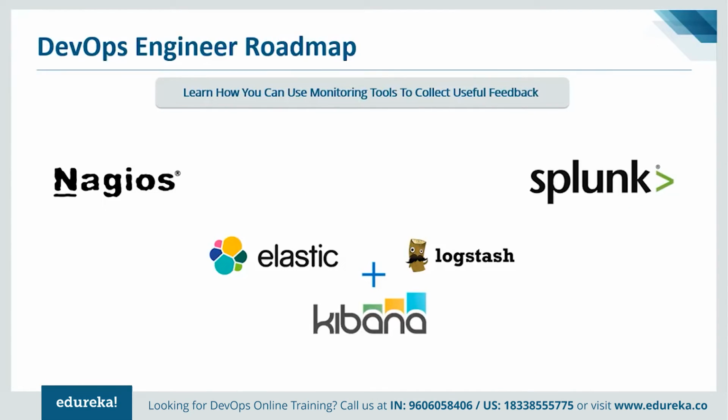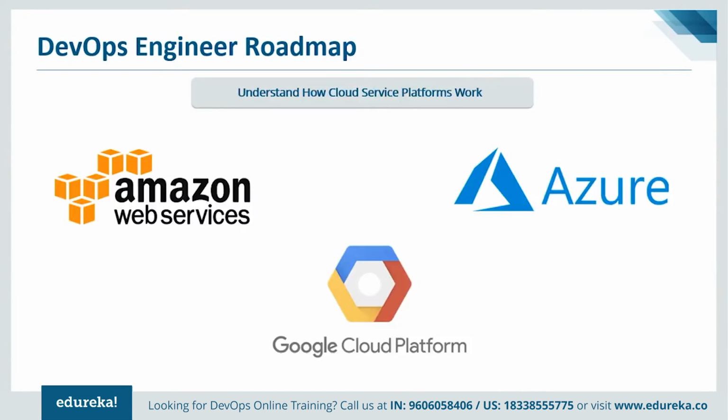Then monitoring, as I've told you, is a very important part of DevOps, right? So you should have good understanding of monitoring tools like Nagios or Splunk or Elasticsearch, Logstash, Kibana, which is called ELK as well. So you should have understanding of such tools, because small downtime can cause huge losses. We have seen that in the past. So this is something that every organization looks for in a DevOps engineer.